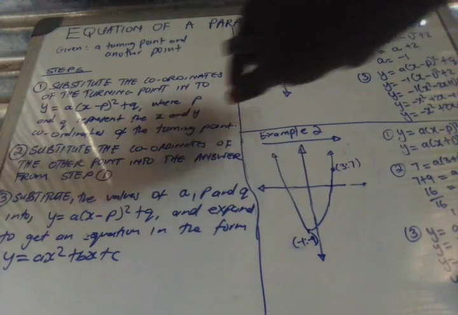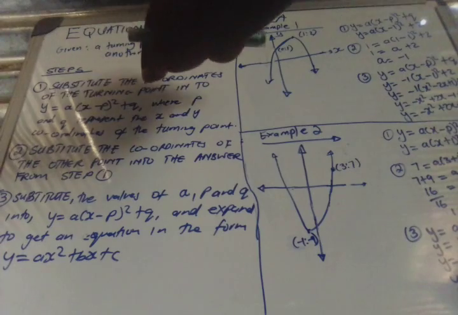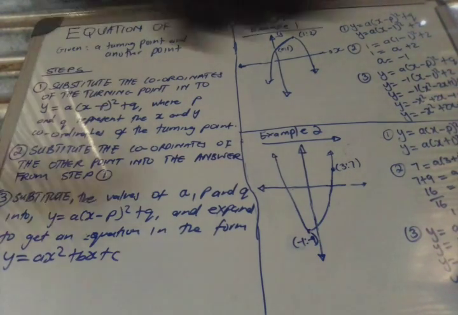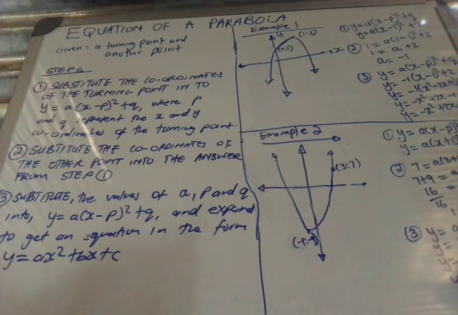So you're basically going to take your answer from the first step after substituting the x and the y coordinate of the turning point, and then on top of that you're going to substitute the x and the y values of the other point. From that you're going to be able to solve for a, which is the only variable that is still unknown.